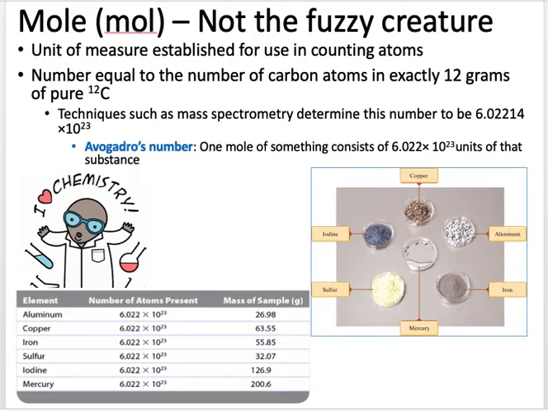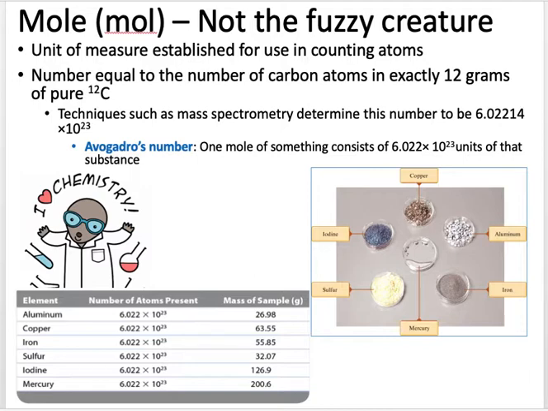So again, real quick, the mole, not the fuzzy creature, right? It's a counting number. Just like in our day-to-day lives, when we're comfortable with the idea of a dozen, if I say I have a dozen markers, or a dozen cars, or a dozen children, you all know I'm talking about the number 12.